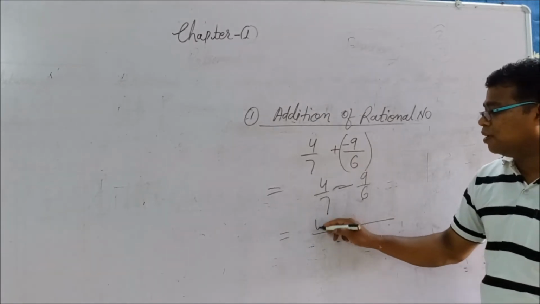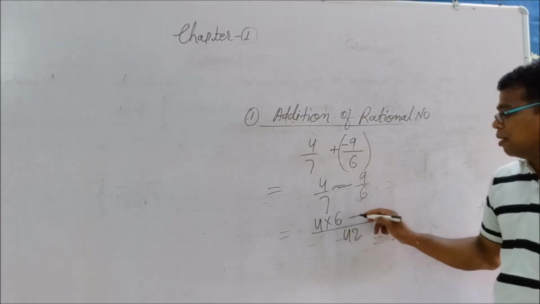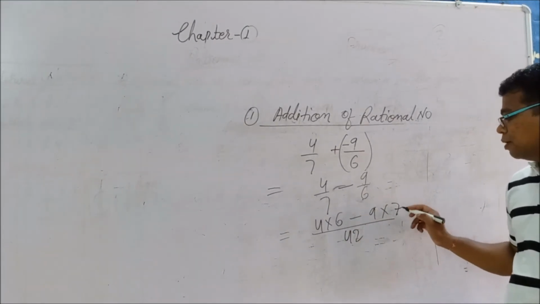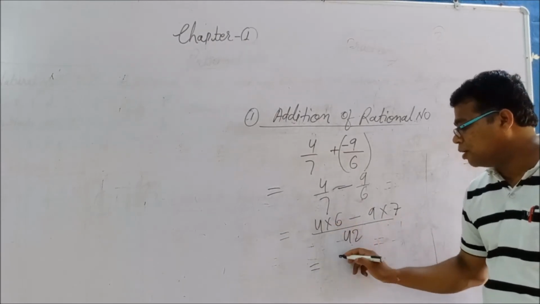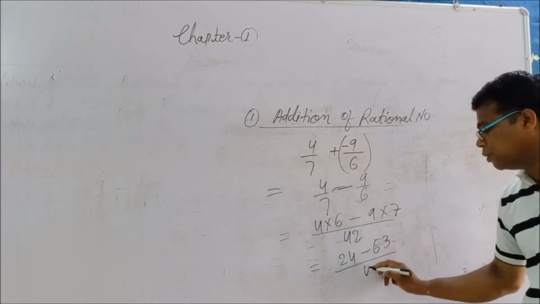Again I am doing the same thing. 4 multiplied by 7, how many times in 42? 6 times. 6 here. Minus 9 multiplied by 6, how many times in 42? 7 times. A little fast. 6 fours are 24. Minus 9 sevens are 63. Upon what? 42.